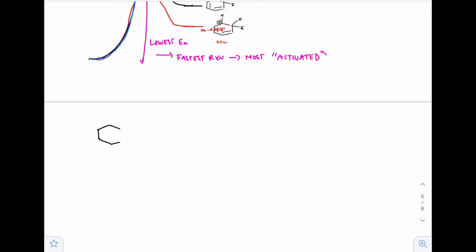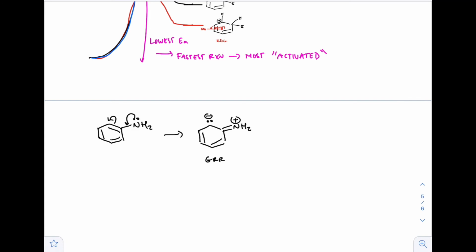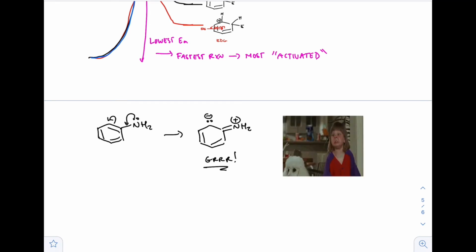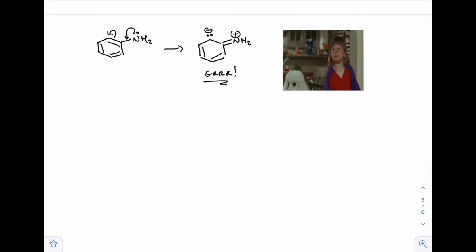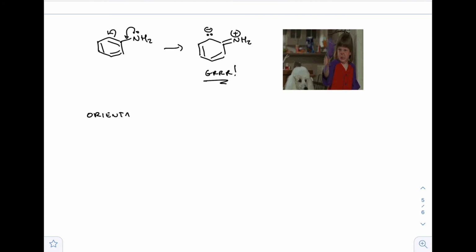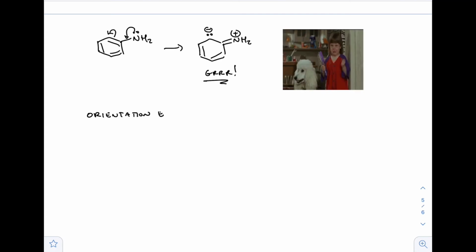Now, thinking about it in its most simple terms, this is not even necessarily super science based, but you can draw a resonance structure with an electron donating group, and that puts a negative charge right there on that benzene ring, and that negative charge is angry. Grrr. So it's super reactive, right? It's activated. Just like this little girl from Look Who's Talking. So that's kind of like how I think about it.